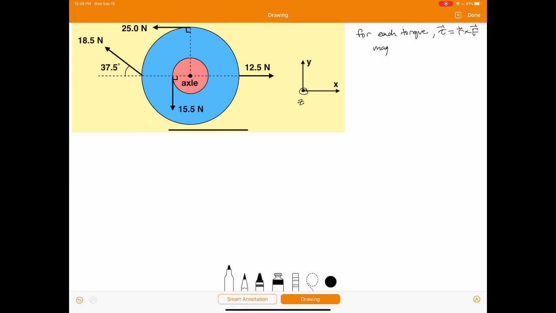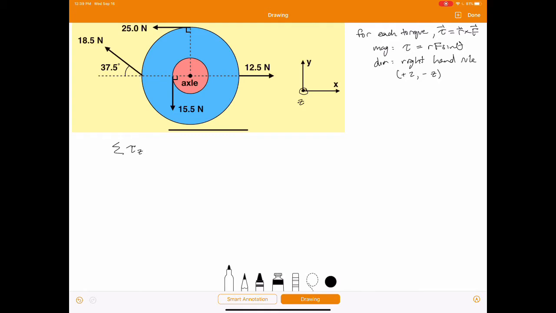We know that the magnitude is going to be given by RF sine theta. The direction is going to be given by the right-hand rule. And here's the thing. All of these torques that we're looking at here are either going to be in the positive z direction or the negative z direction. So really, all we're trying to do here is distinguish between whether the torque is in the plus z or minus z direction. Okay? So when we calculate the net torque, which we can write this way, the sum of the torques, let's just focus on the z direction.